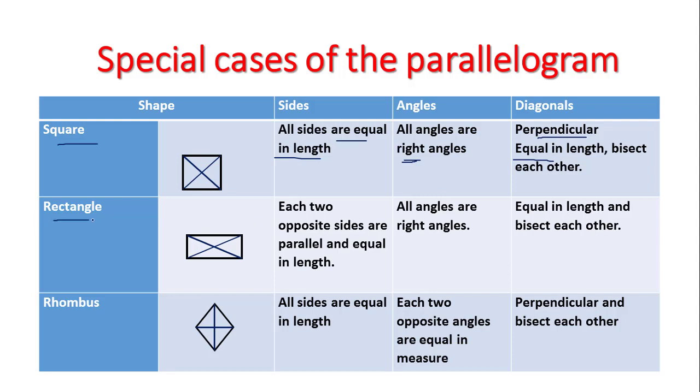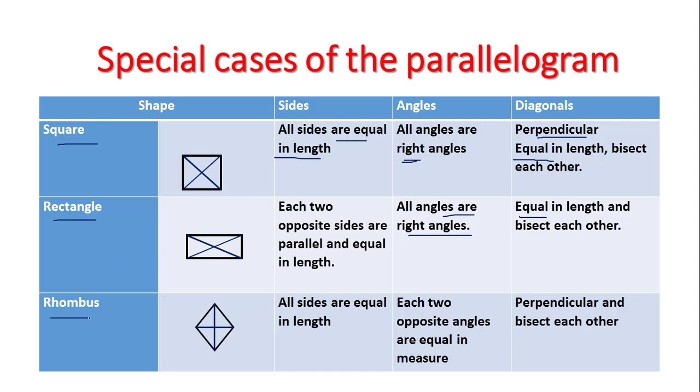What about the rectangle? In a rectangle, each two opposite sides are parallel and equal in length, like a parallelogram. We have length and width here. All angles are right angles, like a square, and the diagonals are equal in length and bisect each other. So the diagonals are equal in length in a rectangle.